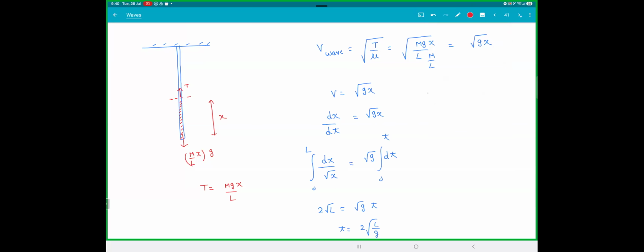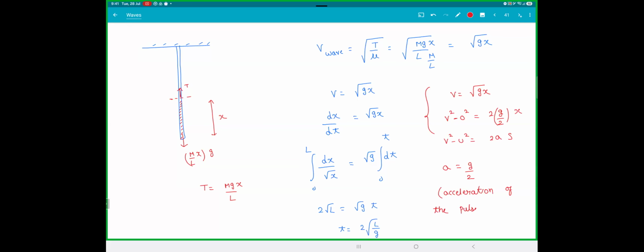There is a more interesting way. We know v is equal to root gx. If you square on both sides, we get v square minus 0 square is equal to 2 times g by 2 into x. Can I write like this? This looks like v square minus u square is equal to 2as. So what you get, interestingly, is that the acceleration of the pulse is g by 2. So the pulse is actually going up with a constant acceleration. That itself is another good question.